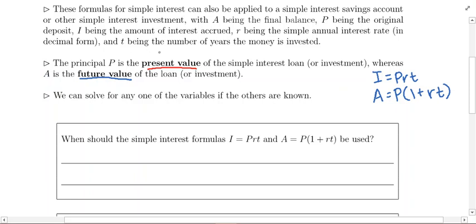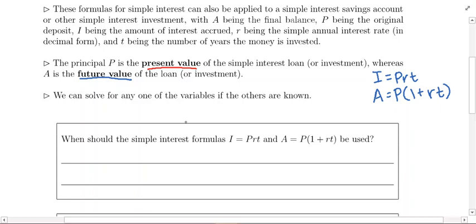So you can think of present value as how much money you borrowed if it were a loan, or if it were a savings account, it's the amount you put in the bank right now. And in the future, that's going to be your A value, your future value. That's either how much money you pay back if it's a loan, or if it's a savings account, your principal plus the interest, the current balance of the savings account.